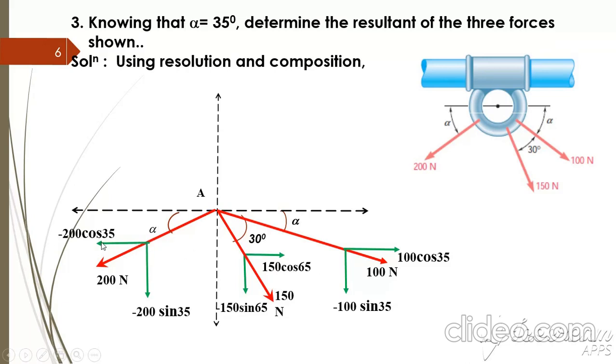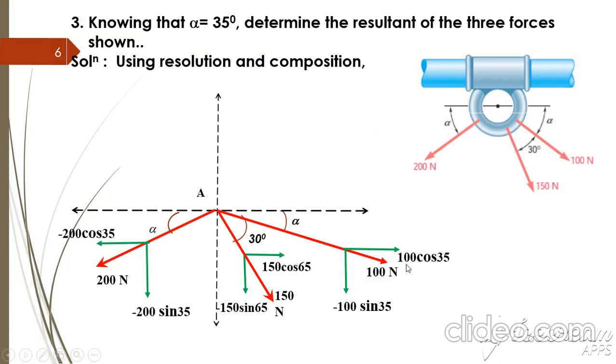The first force, 200 Newton, is resolved into horizontal and vertical components. The angle made with respect to the x-axis is alpha, and the value of alpha is given as 35 degree. So the x component, or horizontal component, is cos 35 and the vertical component is sin 35. The x component is opposite to the positive x-axis, therefore it is minus. Similarly, the y component is again opposite to the positive y, so negative. Then the second force, 100 Newton, is resolved into horizontal and vertical components.